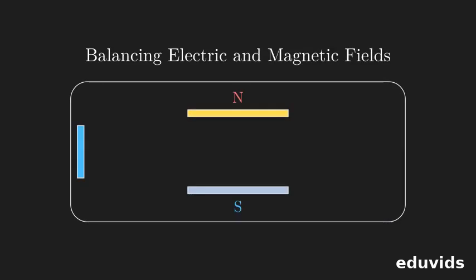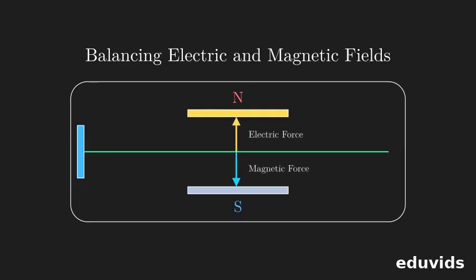By carefully adjusting the strengths of both the electric and magnetic fields, Thomson could make the ray pass straight through. He balanced the electric force pulling the ray one way with the magnetic force pushing it the other. This balance allowed him to calculate a crucial property of the particles: their charge-to-mass ratio.